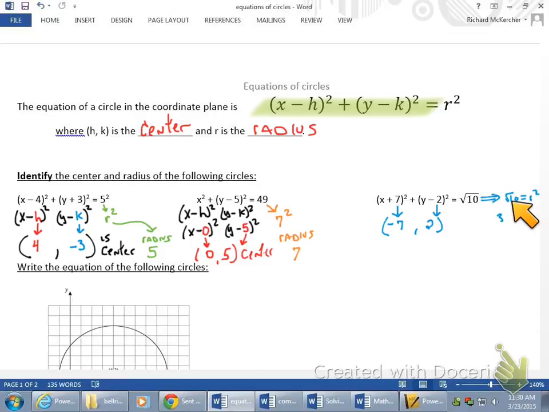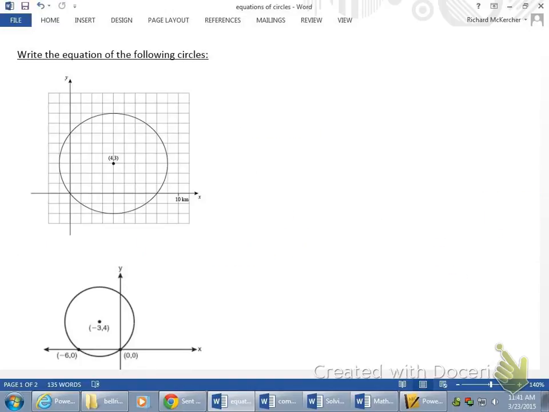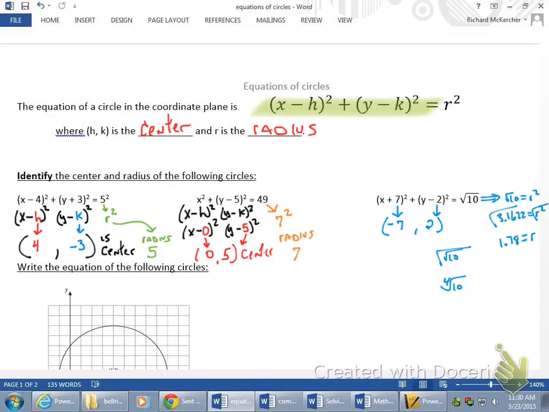Well, I'm going to change the square root of 10 to a decimal, something weird, 3.16, and so on, equals r squared. So, of course, to get r by itself, I square root both sides. So my r here is about 1.78, my radius. Now, I could also have written it in this form and had the square root of 10 and then taken the square root of 10 again, which ends up being the 4th root of 10, but that's for another discussion.